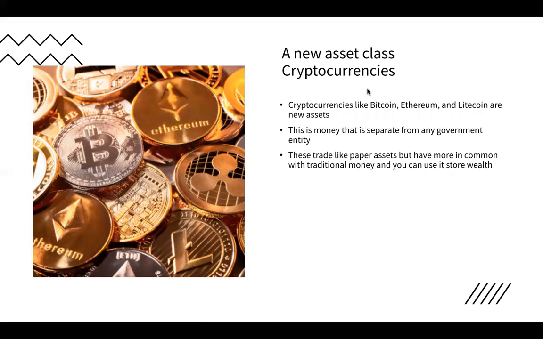So cryptocurrencies like Bitcoin, Ethereum, and Litecoin are new assets. This is money that's separate from any government entity. And these are very similar to paper assets, meaning that you can buy a cryptocurrency at a low price and then sell it at a high price.